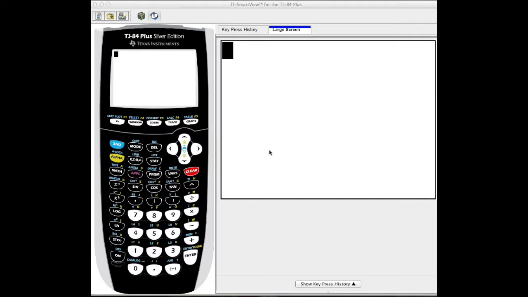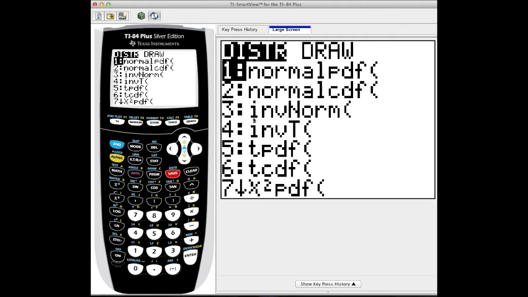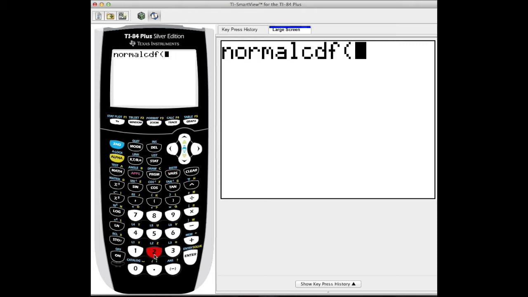To access the normal CDF feature, you'll want to go to this menu called Distr, which stands for distributions. You'll access it by typing second and then the vars button. The second choice is the one we want, normal CDF. We'll rarely, if ever, use normal PDF, so normal CDF is the choice we want. So we'll take choice number 2, and now you'll type in those 4 numbers: the lower boundary, upper boundary, mean, and standard deviation.